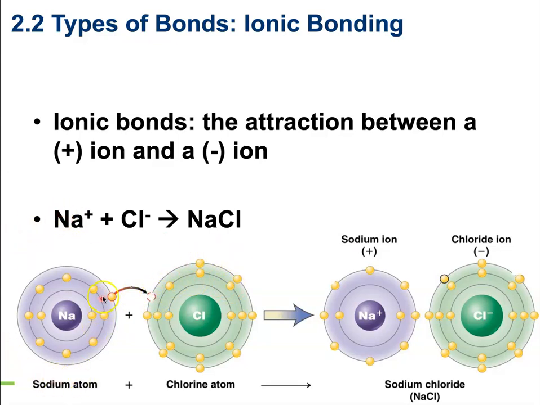Now we have a positively charged sodium atom and a negatively charged chlorine atom. What they're going to find is, just like magnets, opposites attract. A positively charged ion is going to have an attraction and an affinity for a negatively charged ion. So we're going to find that they have a mutual bond together. There's an attraction between sodium ions and chlorine ions, or chloride ions. They're going to bond together in what is known as an ionic bond.